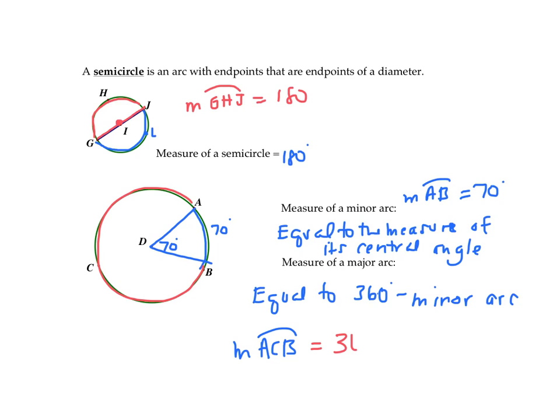that would be equal to 360 degrees minus what we already know right here, minus 70. So the measure of arc ACB, that major big arc, is going to be 290 degrees. Sorry, my pen just went a little crazy there, so let's fix that, 290 degrees. All right, and then finally, again, the measure of a semicircle, 180 degrees.